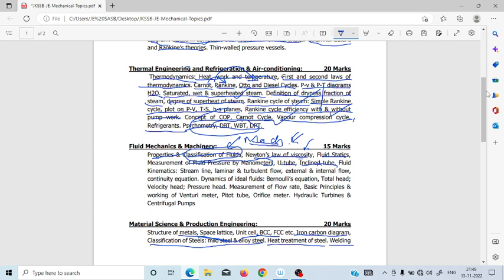Then the second portion in fluids is kinematics. Here we will be discussing the different types of flows: laminar flow, turbulent flow, external flow, internal flow, irrotational flows, rotational flows, uniform flow, non-uniform flow, and how laminar changes into turbulent. Bernoulli's equation is also one such topic. We will discuss the velocity heads.